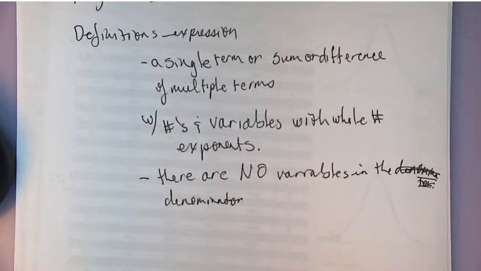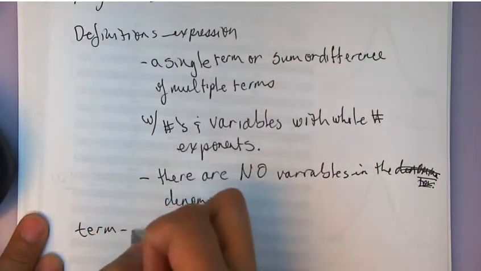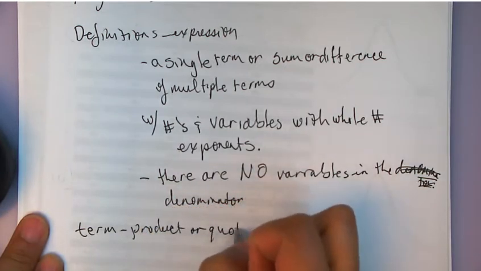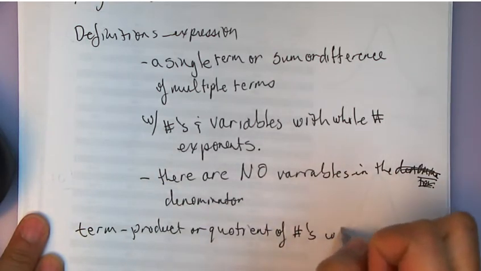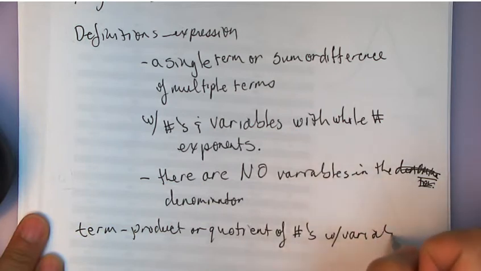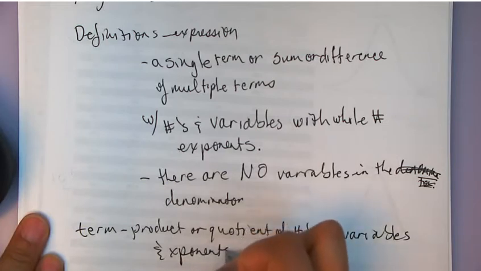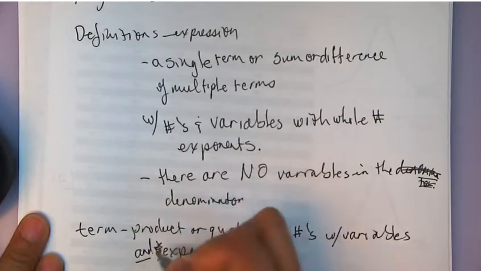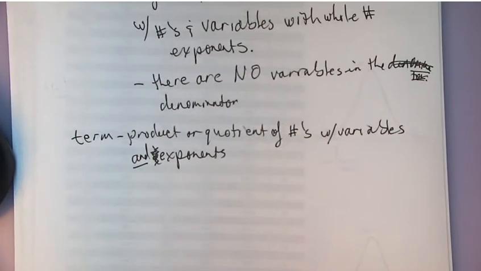Moving on then to talk about, well, what is a term then? A term is the product or quotient of numbers with variables and exponents. So the term is a product or quotient of numbers with variables and exponents.